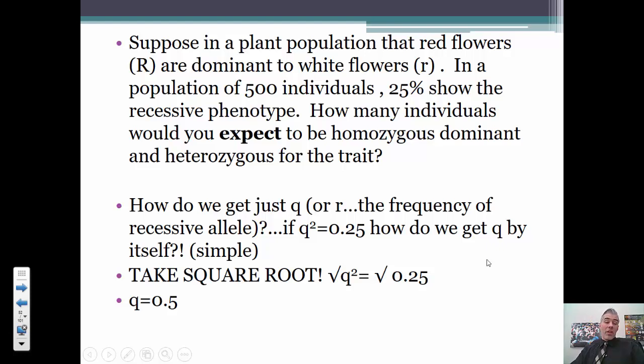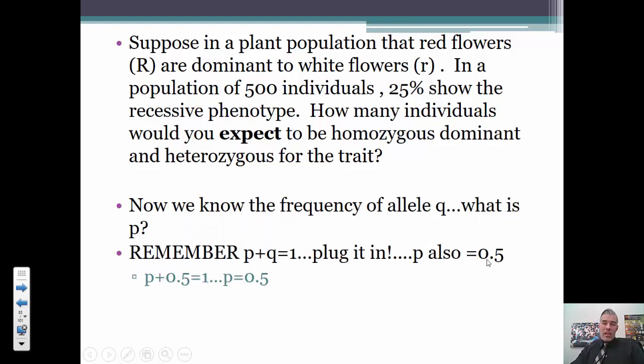Now once we have q, we can find p fairly easily, because remember, p squared plus 2pq plus q squared equals 1, and when you factor that, you end up getting a p plus q equals 1 situation. So you can now plug q in, which is 0.5. So p plus 0.5 equals 1. So that means p must also equal 0.5. So the frequency of p is 0.5, the frequency of q is 0.5.